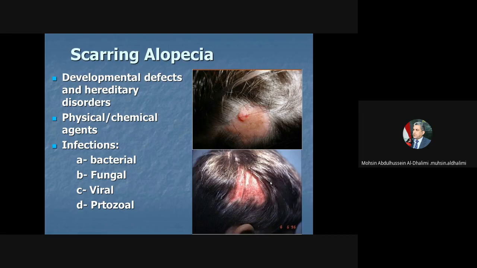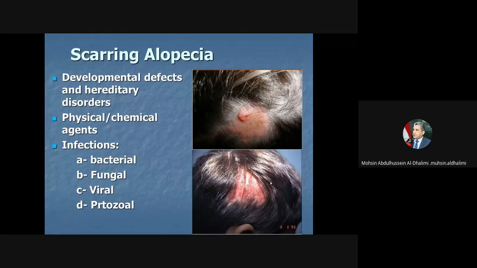The other common cause of scarring alopecia is the exposure to physical or chemical agents. Physical agents mostly trauma or burn. Trauma usually may end with scarring alopecia. Many people come with localized hair loss and they think this is alopecia areata or something like that, which is actually traumatic. And when we examined the skin, we found a scar. Burn, of course, or burn with chemical agents.